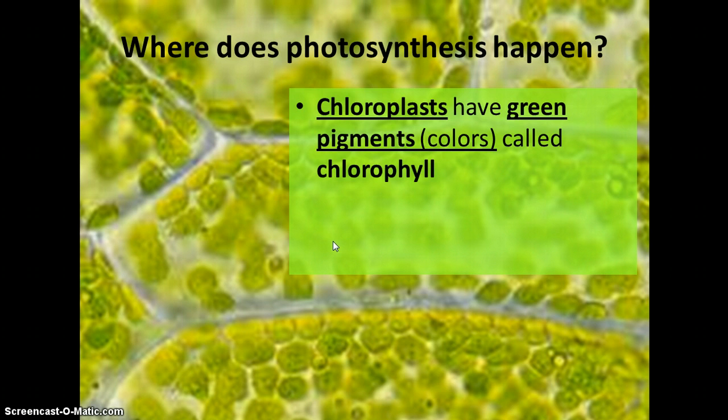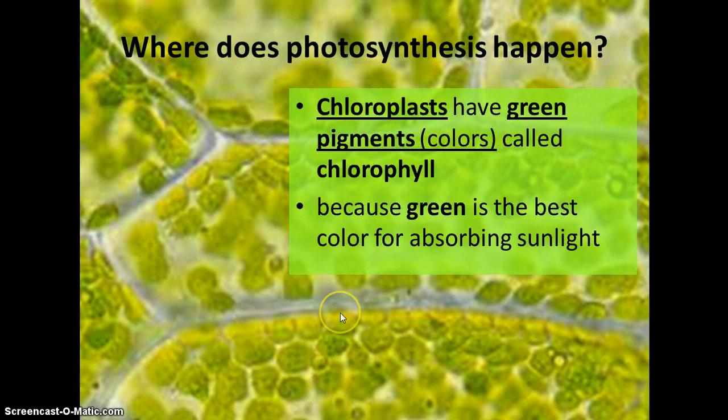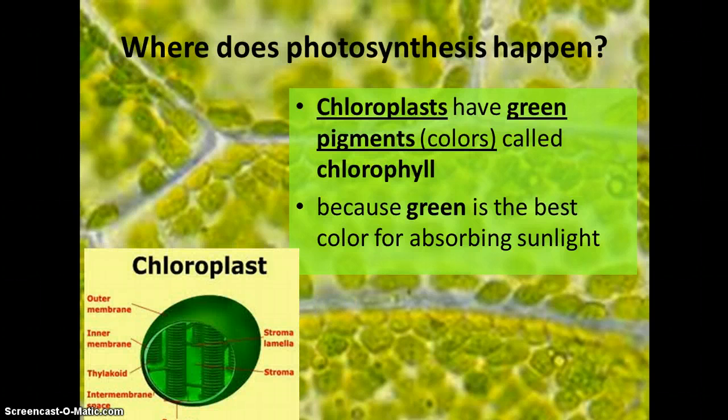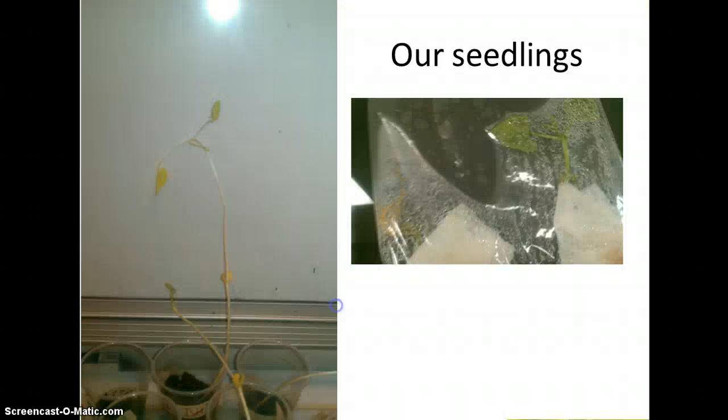Chloro actually means green, and both of those things are green. So green is actually the color that plants are, because green is the best color for absorbing the sunlight that the plants need. And here's our green chloroplast once again.